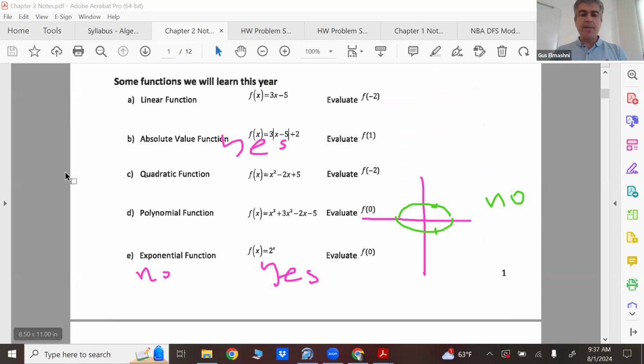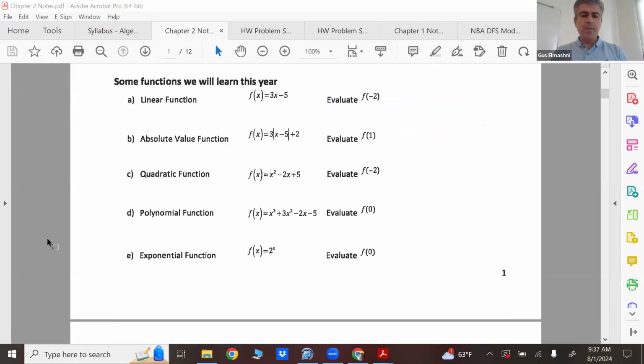Now let's talk about evaluating. And you're going to cover all these functions in algebra 2. We're definitely going to talk about these three. We have actually talked about the first two. We'll talk about quadratic functions next week. We're not going to get to these two here. This will be later in the year. You'll talk about this, I think, probably late in the fall or early in the spring semester.